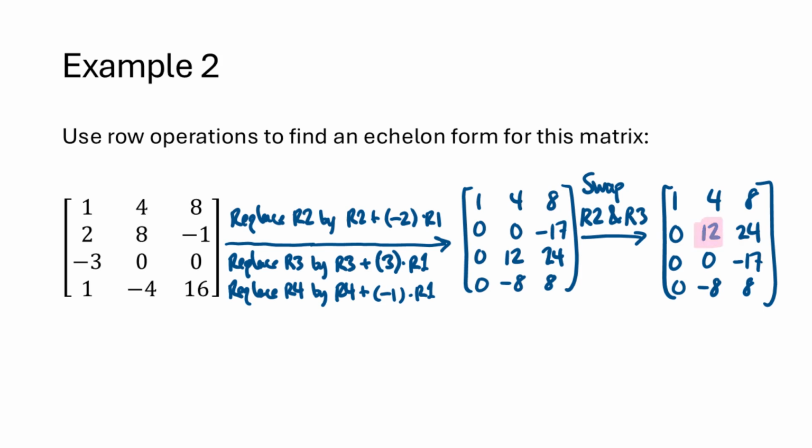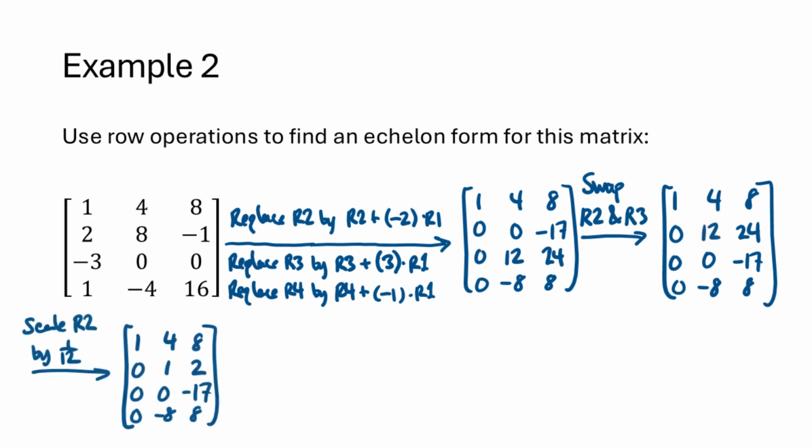Now, that pivot is non-zero, which is good. And optionally, we could choose to scale row 2 by a factor of 1/12 to turn that pivot into a 1. That makes it convenient to continue our work on column 2 here, but it's not required. In this case, I have decided to do it, but if you decided you didn't need to do it, that's also okay. So I've scaled row 2 by a factor of 1/12 to get a new row 2.